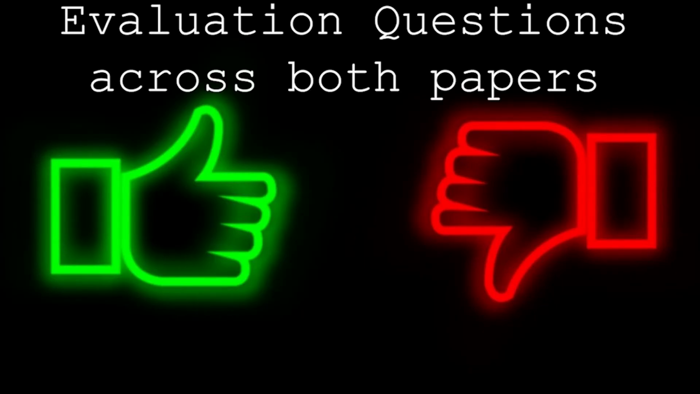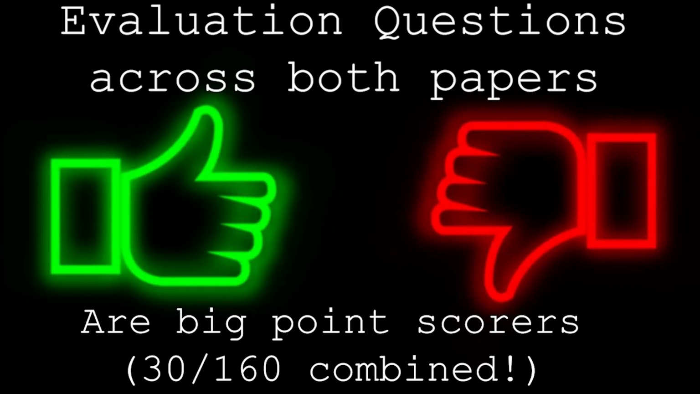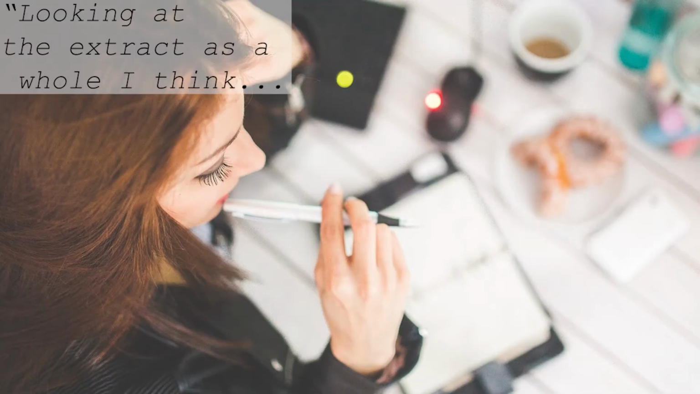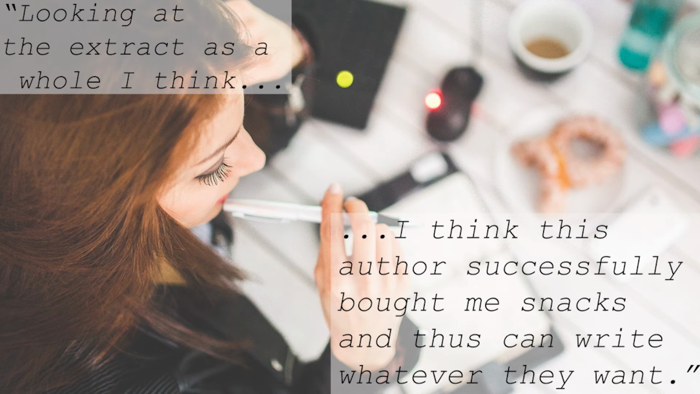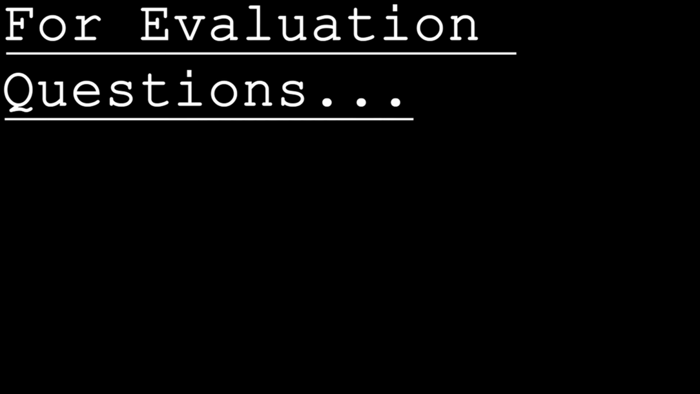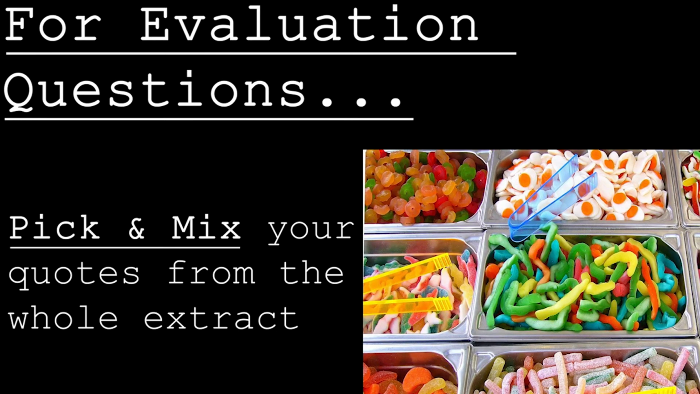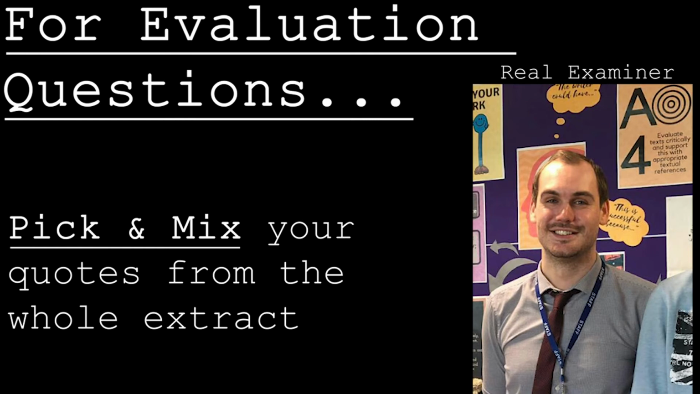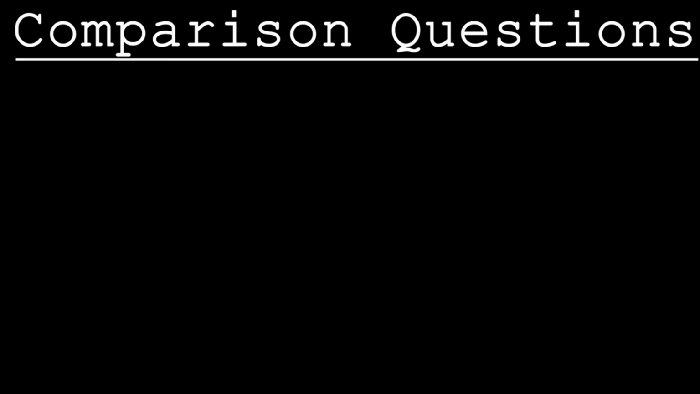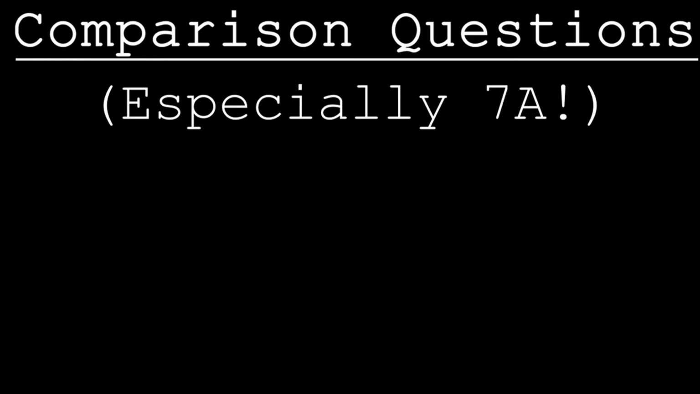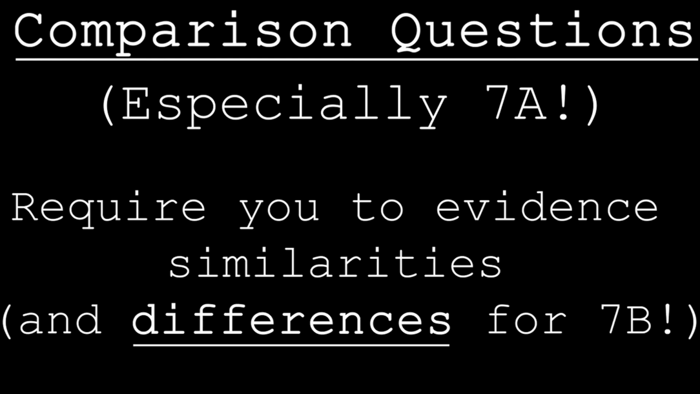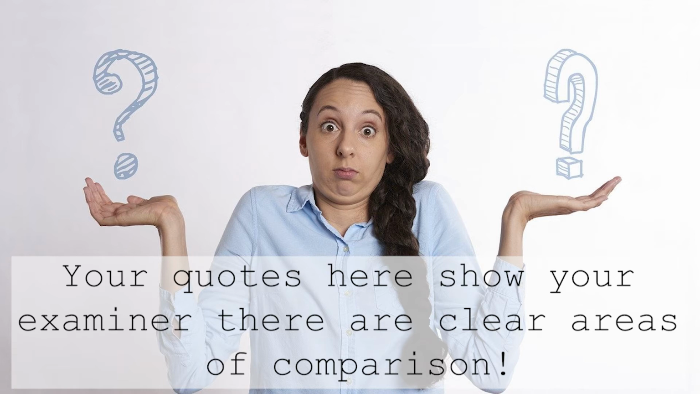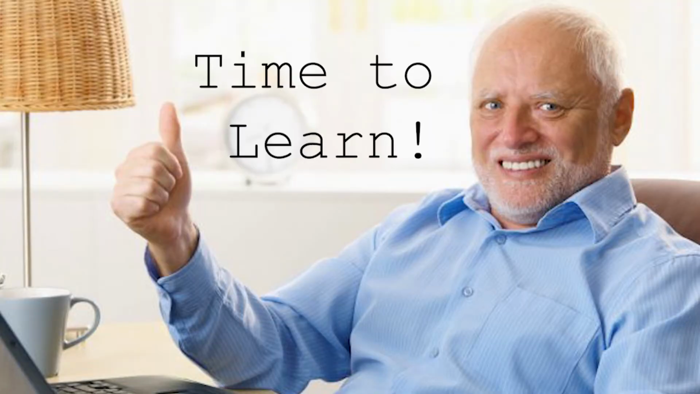Evaluation questions are both big point scorers and very much require you to look at the whole extract and form an opinion on whether or not the author has succeeded in a certain way. Quotes taken from throughout the extract are your way to show the examiner you're reading in detail. Finally, comparison questions, especially 7a, require you to evidence similarities. They need quotes to prove you've spotted a clear area for comparison. Here we go. Let's learn how we can quote really well.